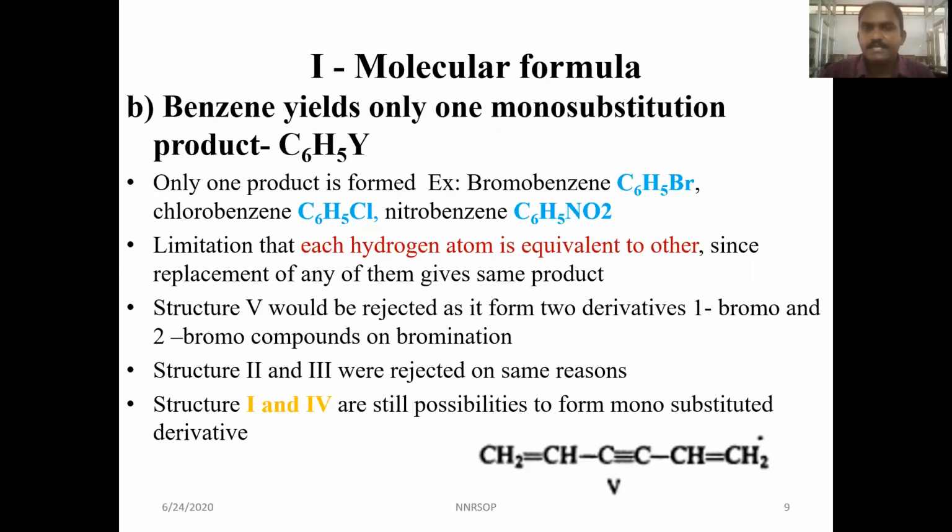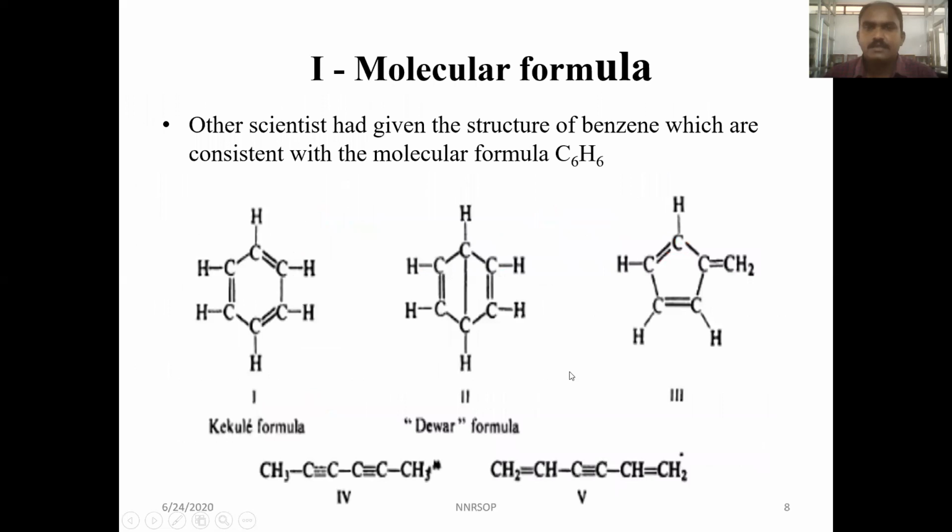There is a limitation here, that all the hydrogens in the benzene might be the same or equivalent. So whenever benzene is reacted with these reagents, any hydrogen is replaced with that of the reagent to form a mono-substituted derivative. So when you compare all these structures, in the Kekule structure, all the hydrogens are the same.